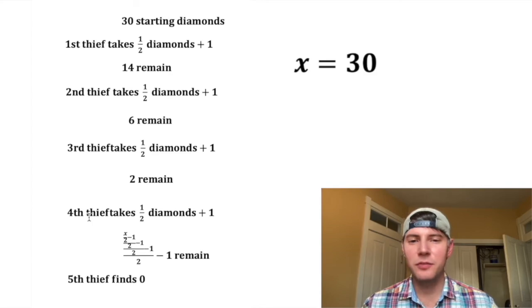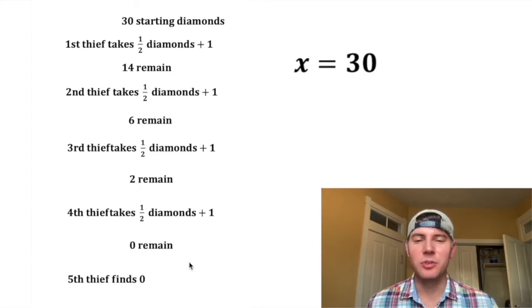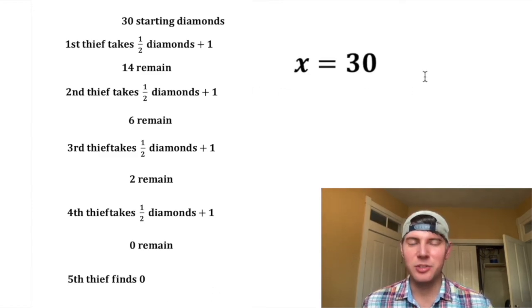Then the fourth thief shows up, takes those 2 remaining diamonds, takes half of them, but also takes one more, and so 0 are going to remain. And it checks out, so 30 is the answer.